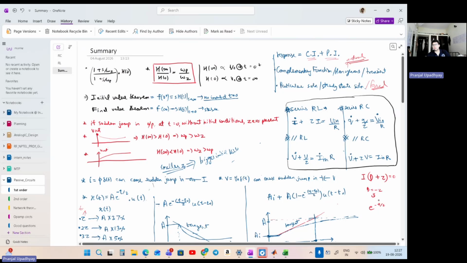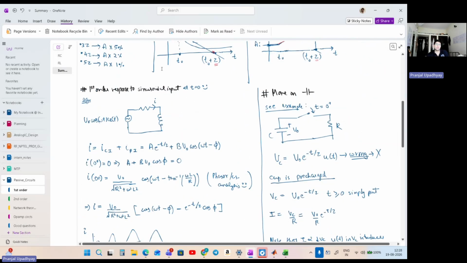So this is how you can actually solve this, right? We know how to solve these standard complementary integrals and particular integrals. So this is another way of looking at it. Now, let us also discuss quite quickly what is the first order response to a sinusoidal input?